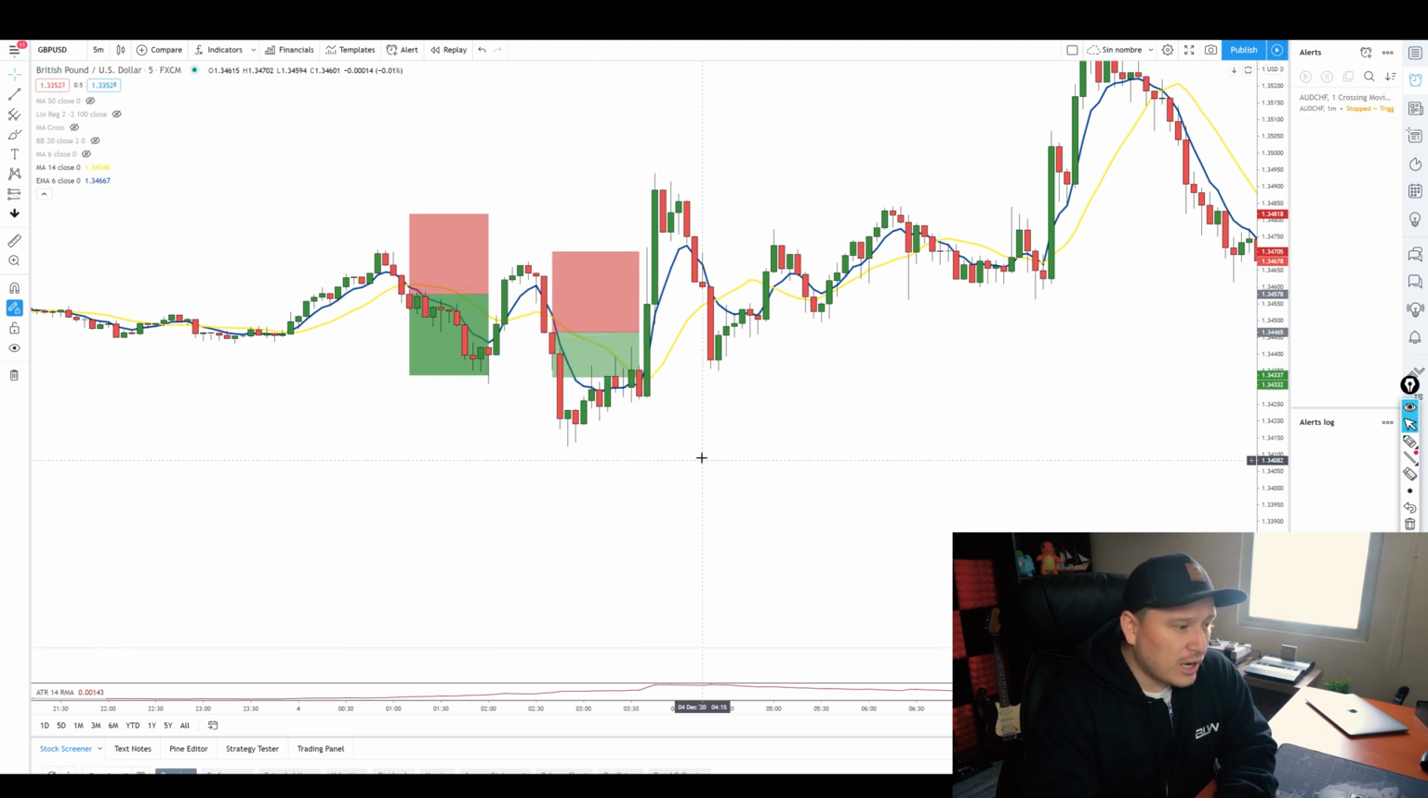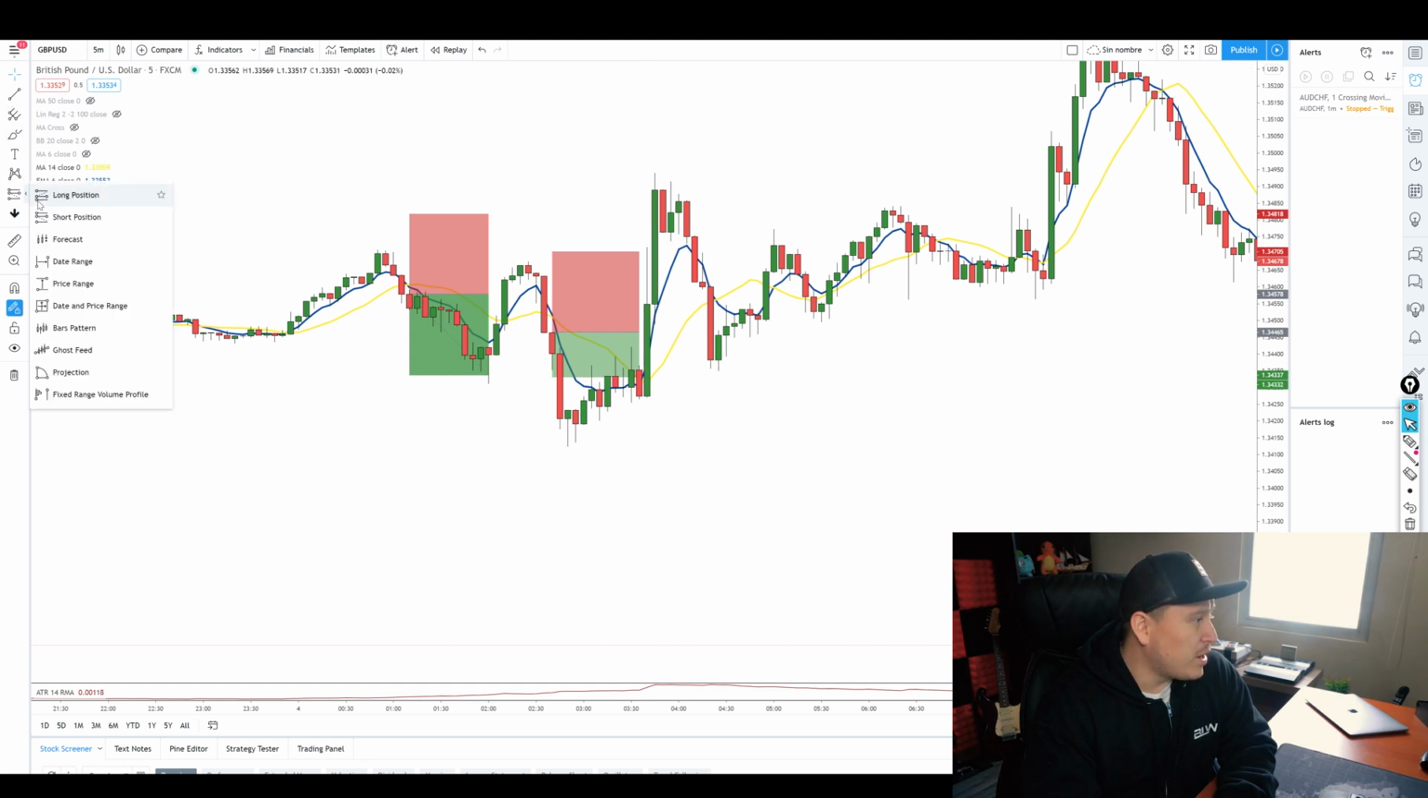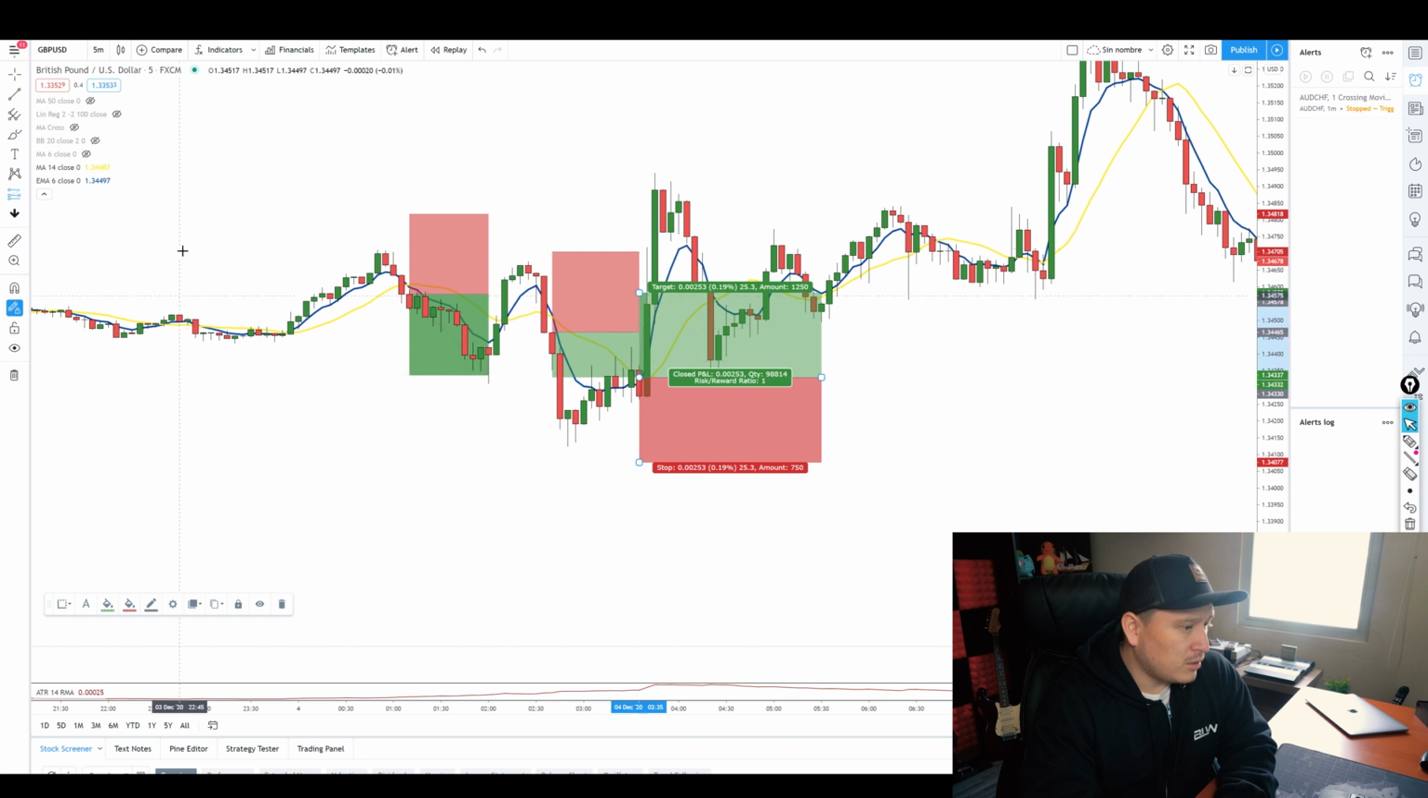Now, you can enter a new trade right here, this one right here, and a call position, a buy option right here, let's say.